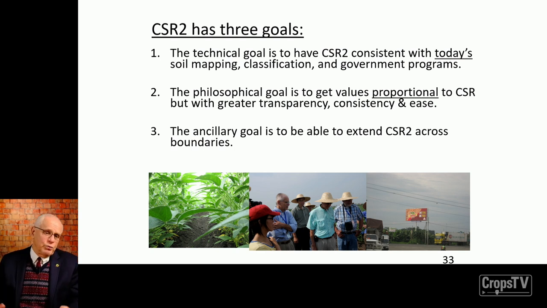They have to be consistent for those government programs. So the technical goal with CSR2 was that I needed to develop a system that worked for modern soil mapping, modern classification, and fit all the government programs that are mandated to use it. By the way, you as a private landowner don't have to use it at all. You as a farmer can use whatever you want. Private companies can use whatever they want. The government can't. They have to use what's consistent with state code, and in some cases, national code. So that gets a little different.